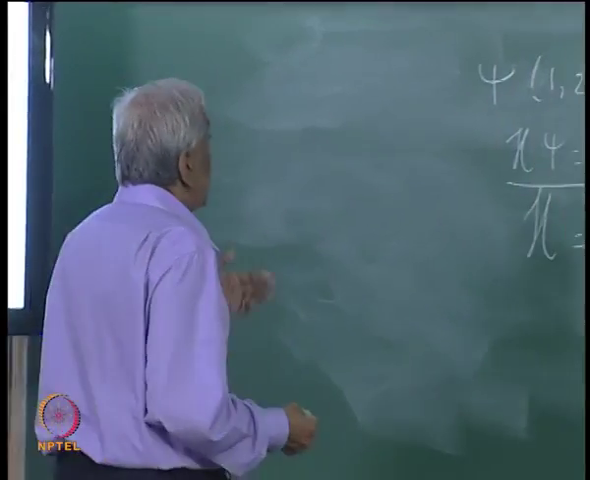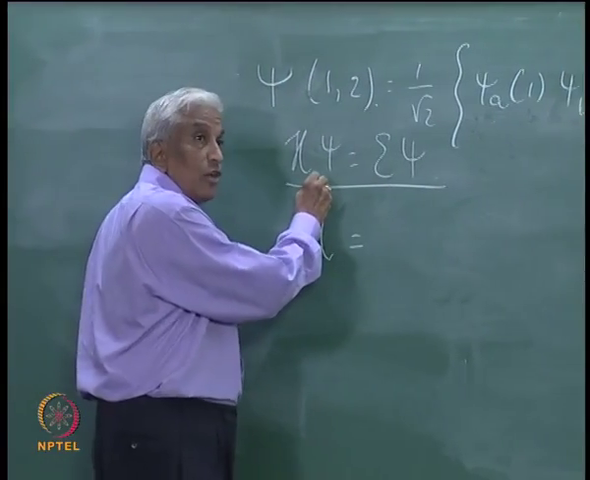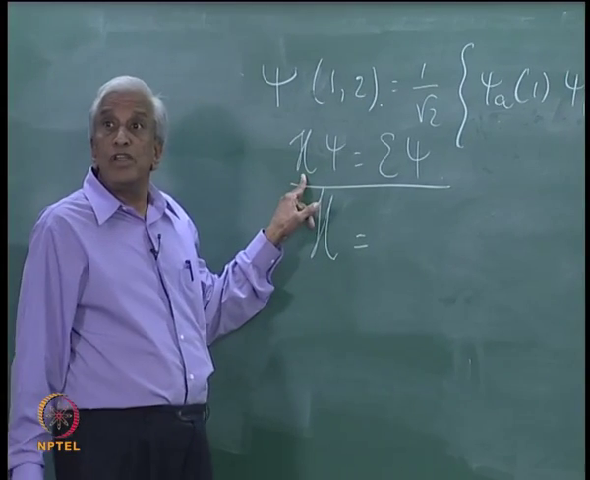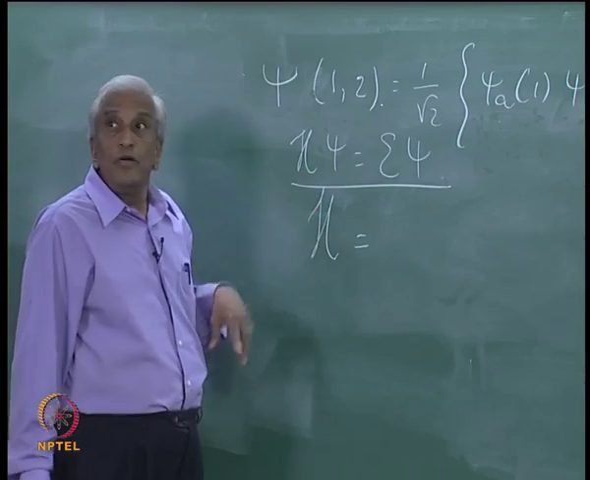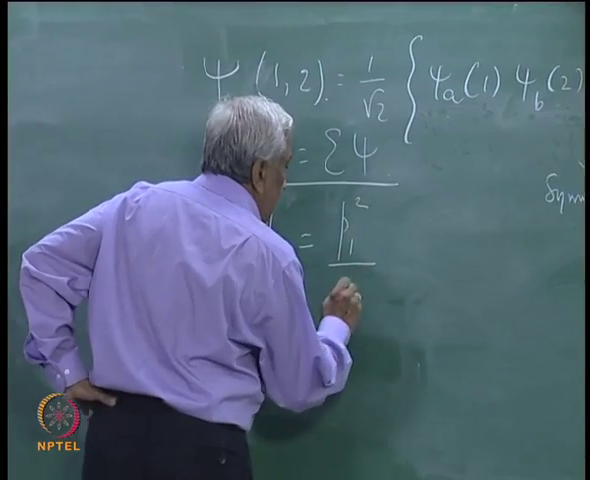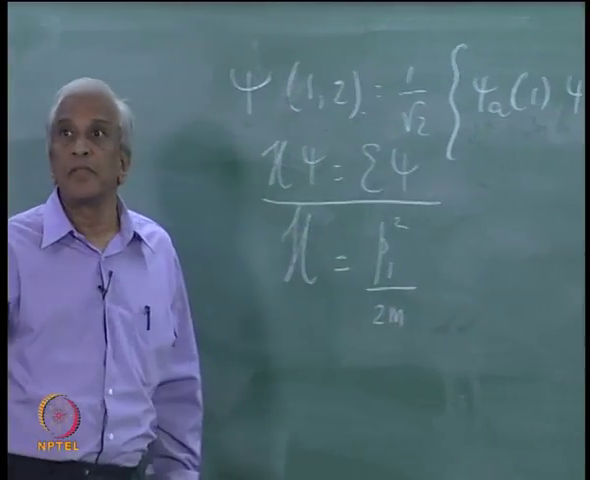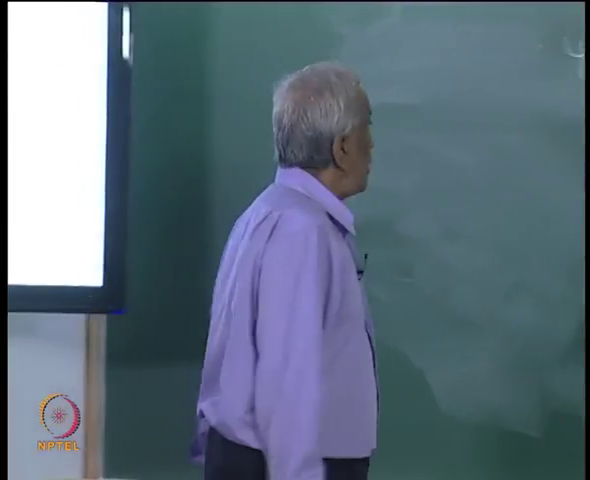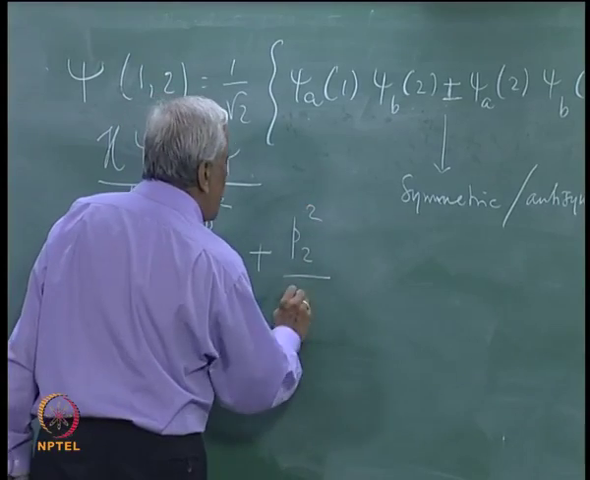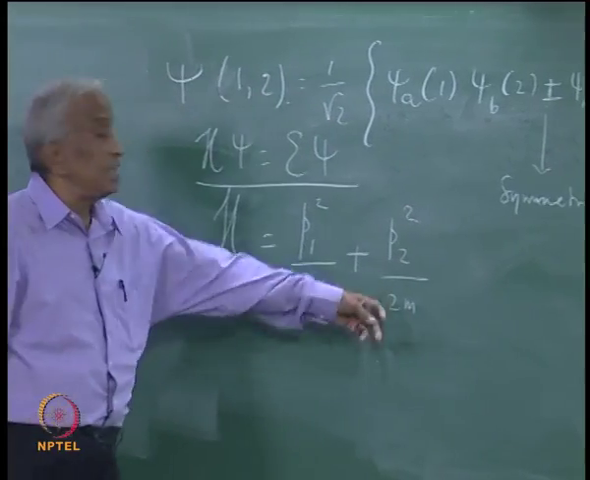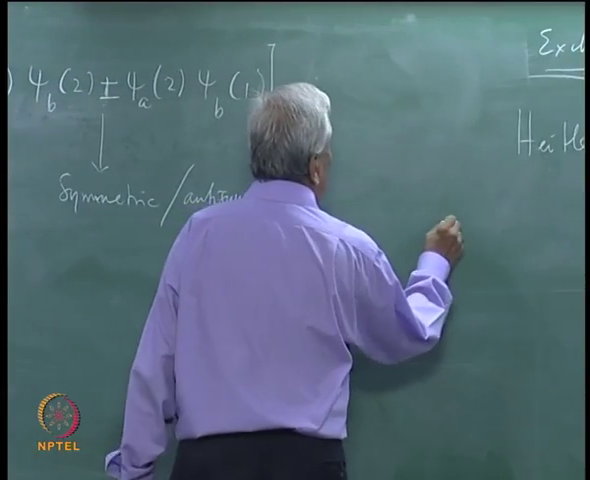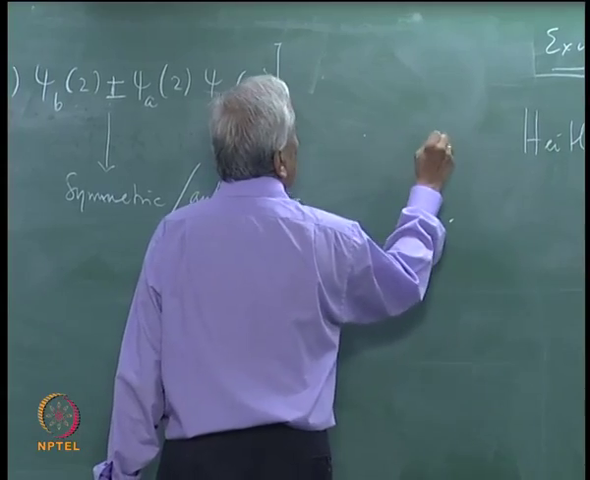So, we have to find the energy, which means that we have to solve the Schrodinger equation, which involves the Hamiltonian operator. So, we have to next consider the Hamiltonian of this 2 electron system. The various terms are P1 square by 2m plus P2 square by 2m, which are the kinetic energies of the 2 electrons. So, I have 2 nuclei and 2 electrons.